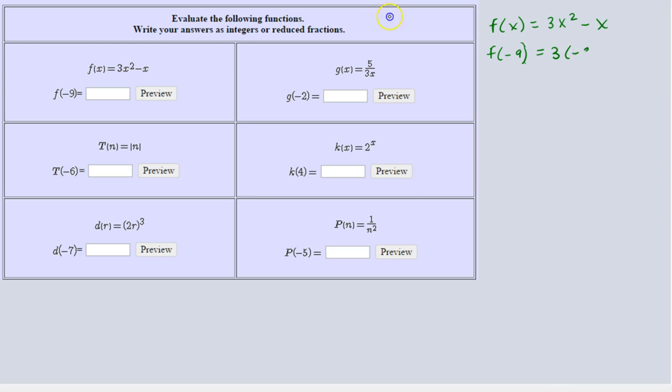So 3 times negative 9 squared minus negative 9. Now we're going to evaluate this using the order of operations. Well, first we need to do parentheses. Let's write this over here. Negative 9 times negative 9, that's 2 factors of negative 9, gives us a positive 81. So this is 3 times 81 minus negative 9.